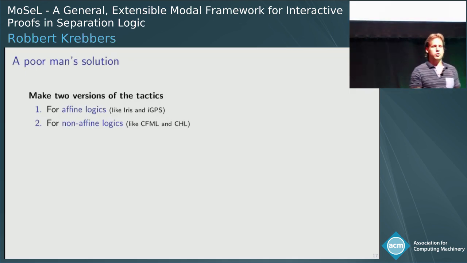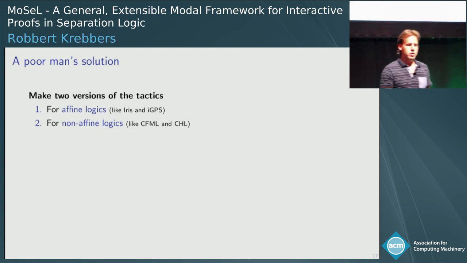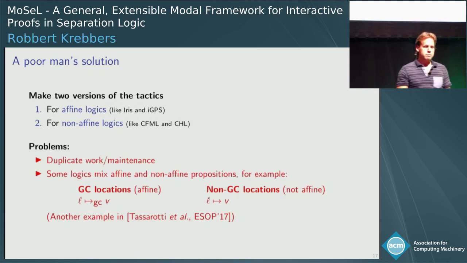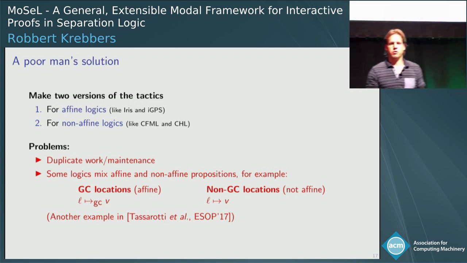The poor man's solution to this is very simple, but also not sufficient, as we'll show. Namely, you just make 2 versions: one for affine logics, like Iris and IGPS, and one for non-affine logics, like CFML and CHL. But of course, making 2 versions of all of these tactics would be pretty stupid. First of all, it's duplicate work and duplicate maintenance. So that's not nice. But even more fundamentally, there is a problem.